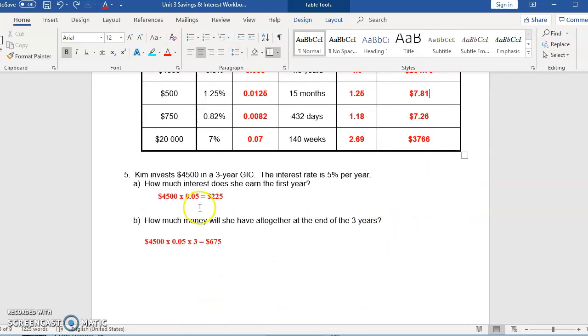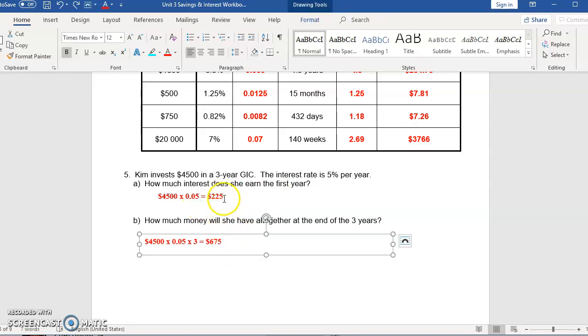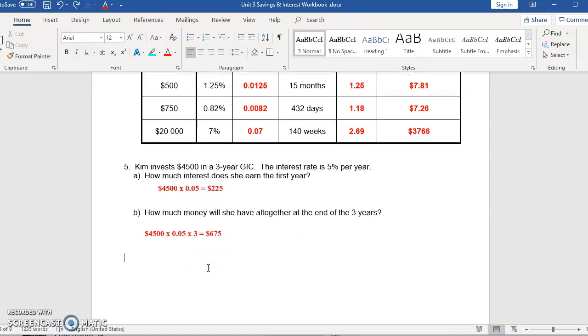Same thing for Kim, right? She invested $4,500 in a 3-year GIC at a 5% interest rate. How much will she make per year? Well, 4,500 times 0.05 times 1 equals $225. How much in 3 years? Just take that, times it by 3. You make $675 in 3 years.